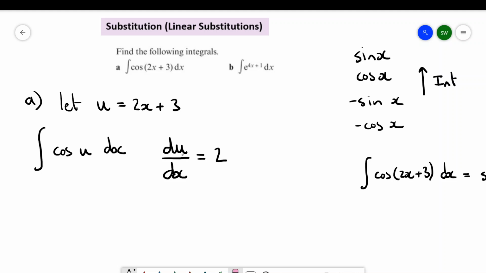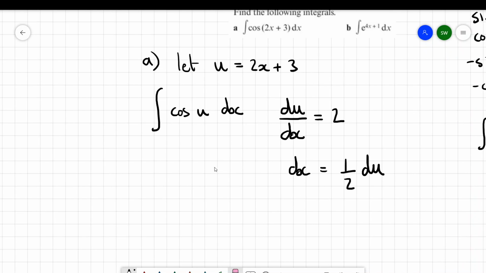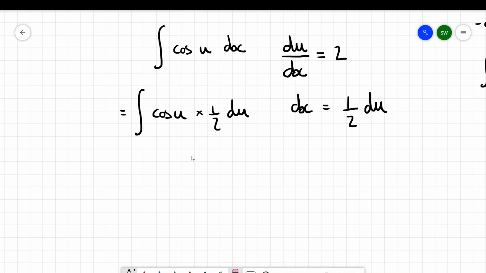So the next line of working out that I'm going to do isn't really great maths because du by dx isn't actually a fraction. But it turns out that you can treat it like a fraction. So we don't need to worry too much about why it's not a fraction. Let's rearrange du by dx equals 2 to get dx the subject. So if we rearrange that, we're going to get dx equals a half du. The reason why we've done that is because now we can replace dx with something to do with u. So we're going to have cos u, and then dx is a half du. So we've achieved our aim.